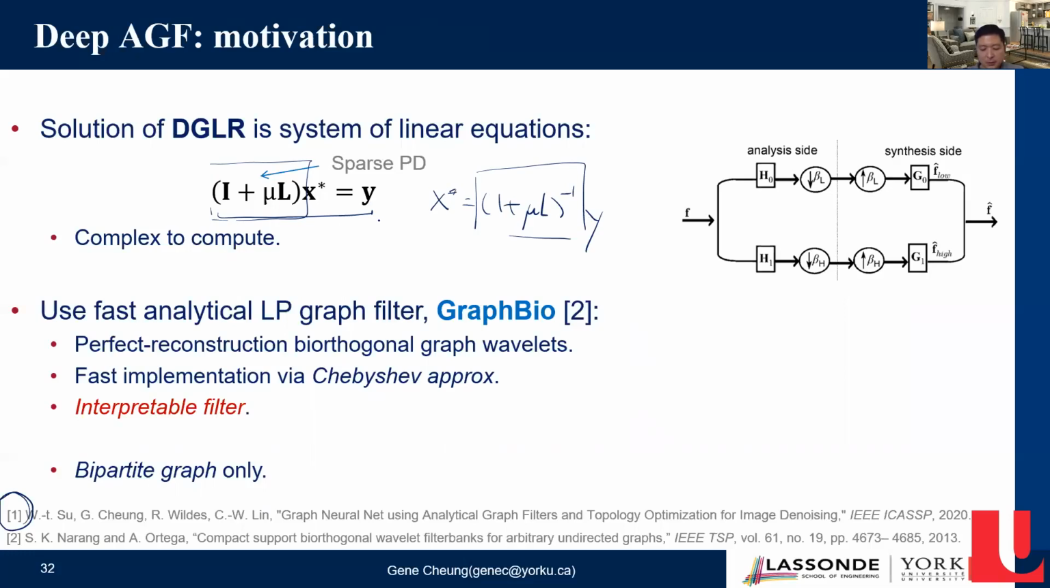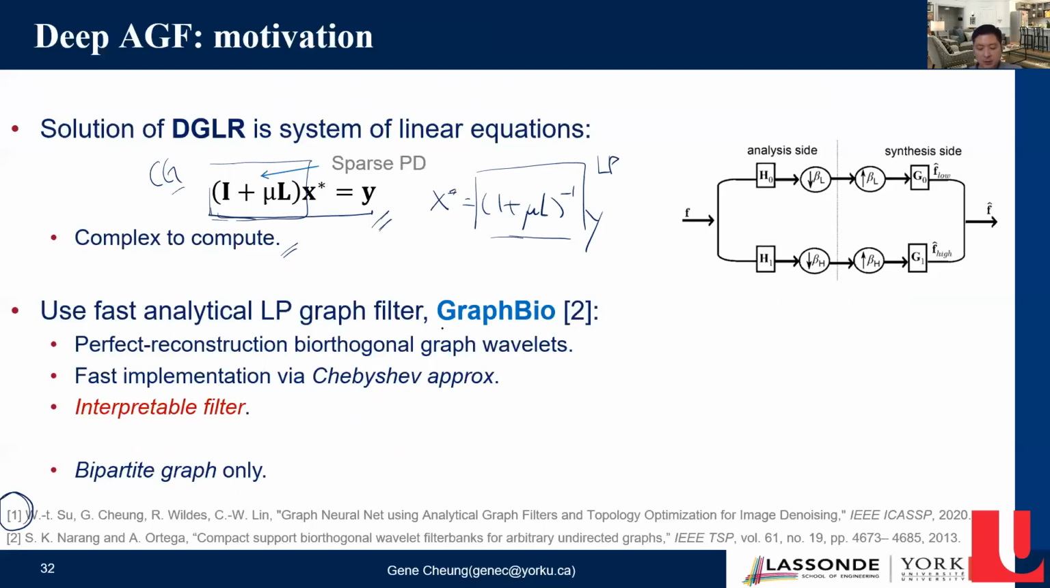Now to get to this solution, you don't need to do a matrix inverse. Again, you can just use, for example, a conjugate gradient. You can solve this equation fairly quickly. But the issue here is that that's still complex. That's hard to compute. So if the goal is some kind of a low pass filter with respect to some graph, can we do filtering faster than solving the system of linear equations?